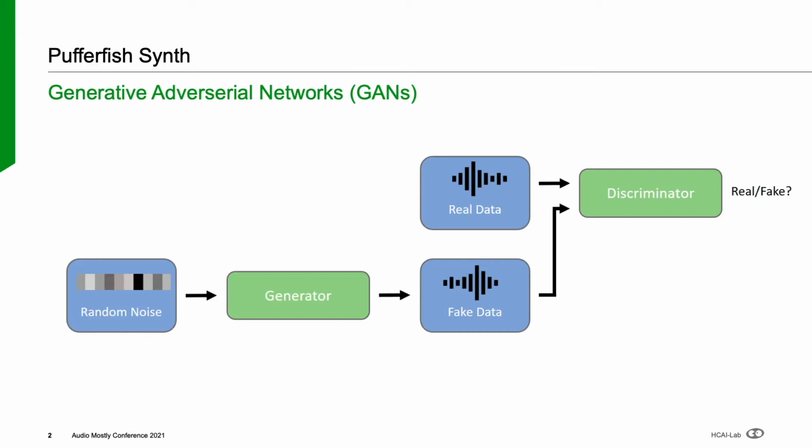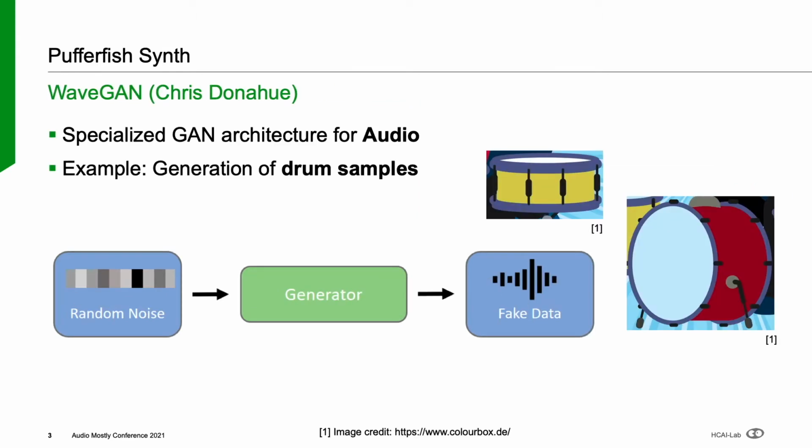Subsequently, a trained generator can be used in applications to generate realistic data from noise vectors. WaveGAN, which was first introduced by Donahue and colleagues, is a modification of the original GAN framework, specifically designed for the generation of audio data. An example use case is generation of drum samples, such as bass drum or snare drum sounds.